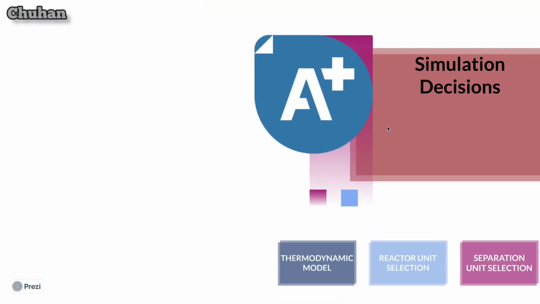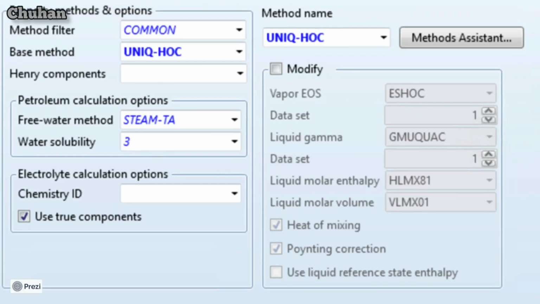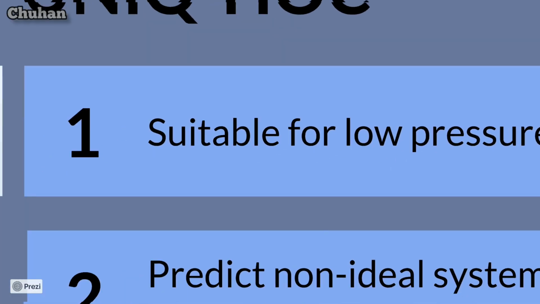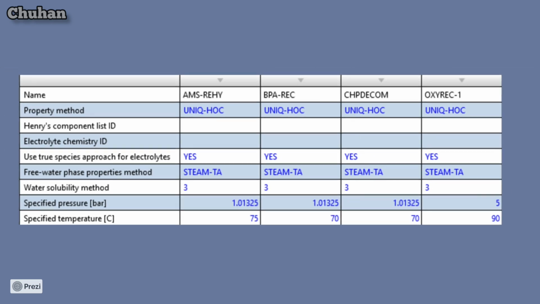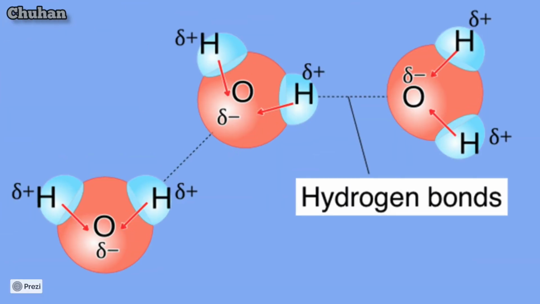Now we go through the simulation decisions part. The Uniquac model is chosen to run our Aspen simulation, and it is suitable for low pressure. Most of our processing units are running at standard atmosphere pressure, 1.013 bar. And this model can precisely predict thermodynamic properties for highly non-ideal systems at the liquid vapor phase. Finally, it is reliable in the presence of polar compounds such as carboxylic acids. In our process, many polar chemicals are involved, such as water, acetone, BPA, and so on.